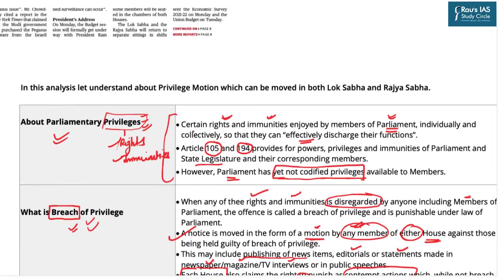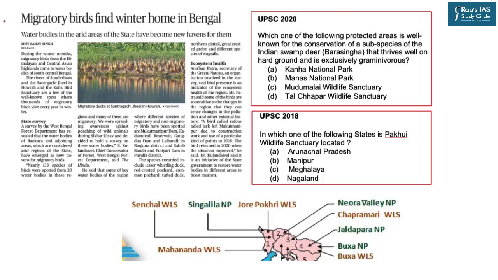Moving to the next topic, which has appeared on page number 4. This topic is in relation to migratory birds. And the context of this topic is that the news mentioned that in the state of West Bengal, despite having some arid areas, there are several migratory birds which have migrated from the Central Asian region to those areas.